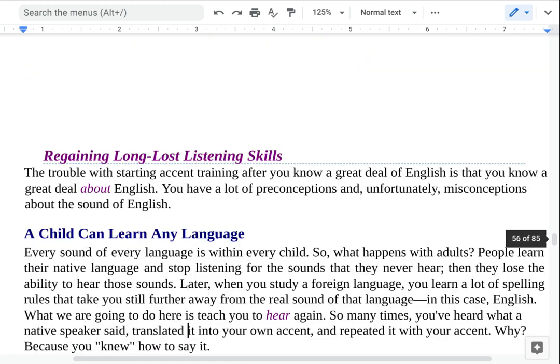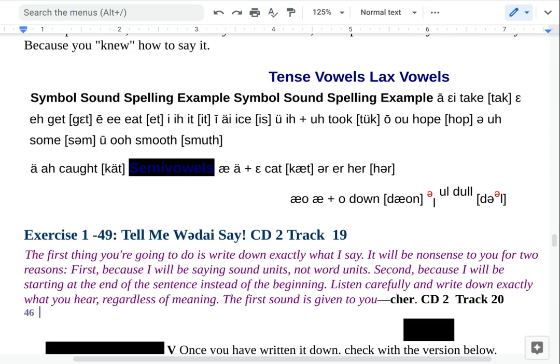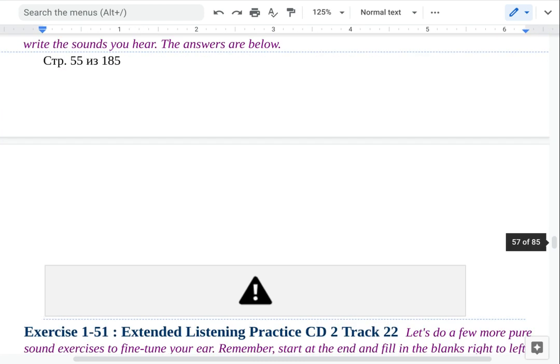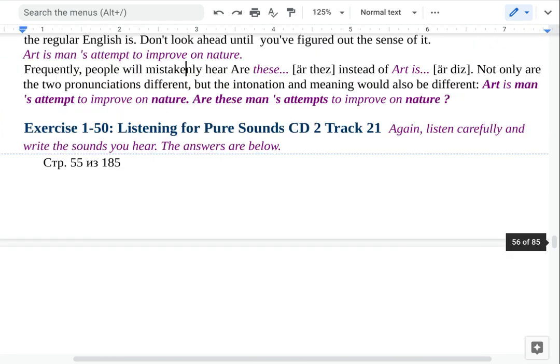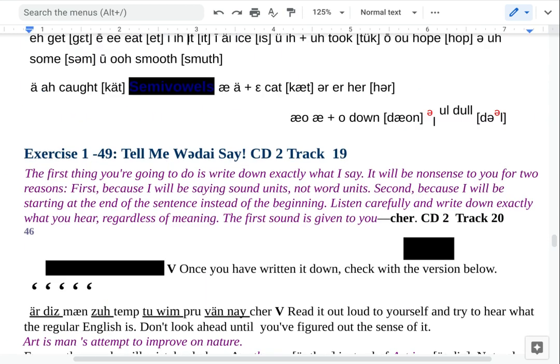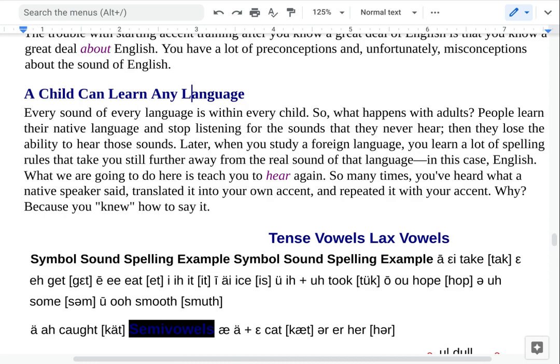So what happens with adults? People learn their native language and stop listening for the sounds that they never hear, and then they lose the ability to hear those sounds. Later, when you study a foreign language, you learn a lot of spelling rules that take you still further away from the real sound of that language, in this case English. What we're going to do here is teach you to hear again. So many times you've heard what a native speaker said, translated it into your own accent, and repeated it with your accent. Why? Because you knew how to say it.